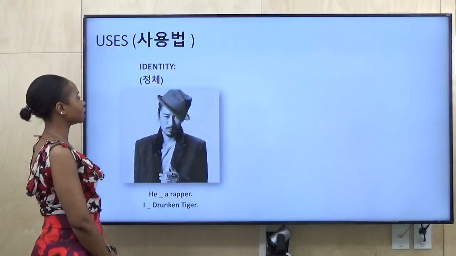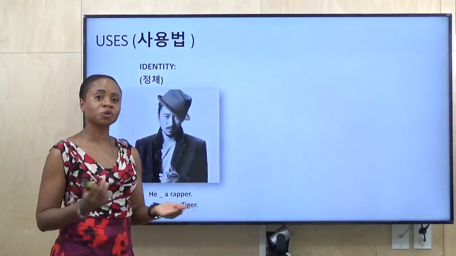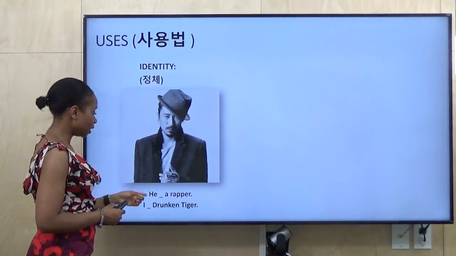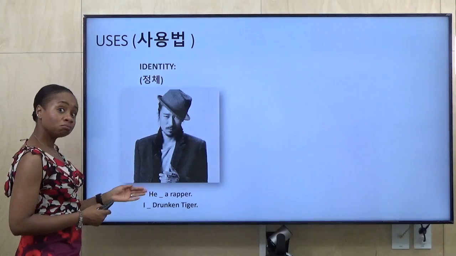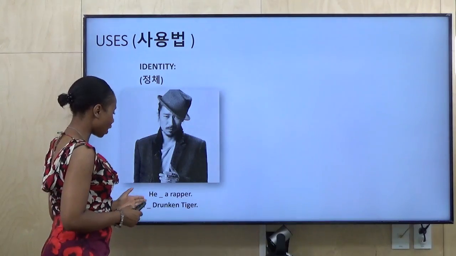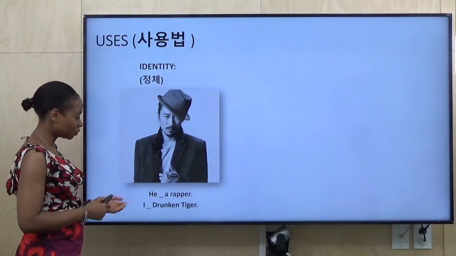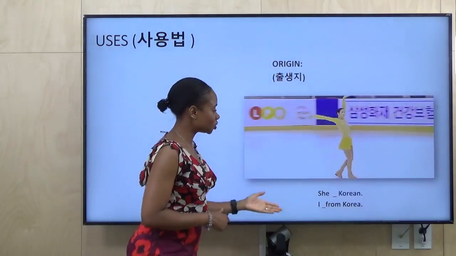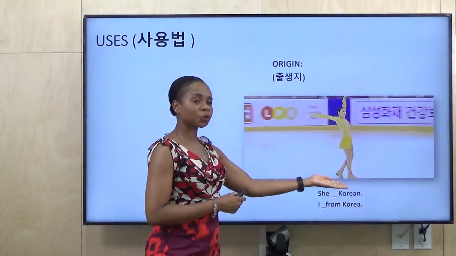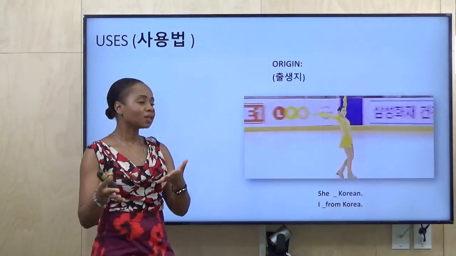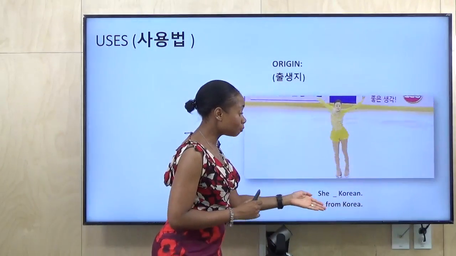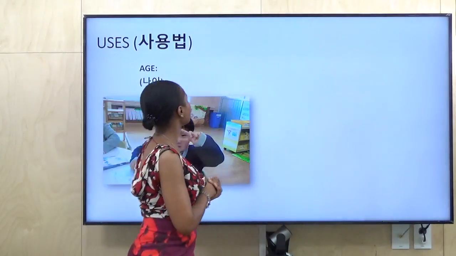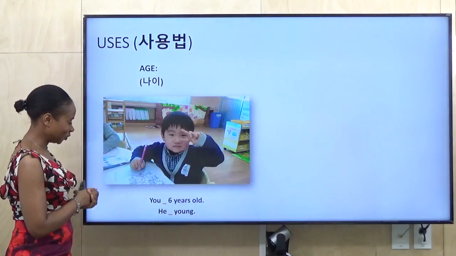Let's look at our last section, which is uses. When can we use be verbs? Okay, so you can practice with me. He, a rapper. He is a rapper. I am drunken tiger. I am drunken tiger. Let's look at number 2. She, Korean. Okay, so she is Korean. I, from Korea. I always am. Good. Let's see. Oh, he's so cute.